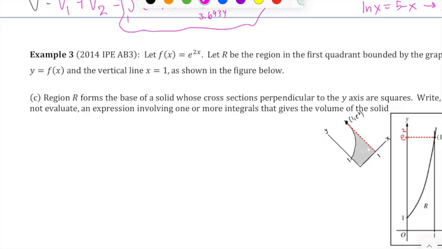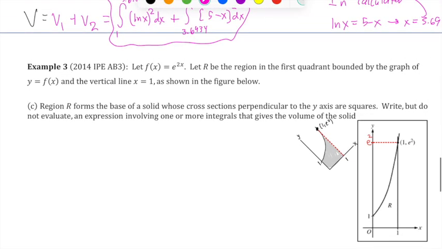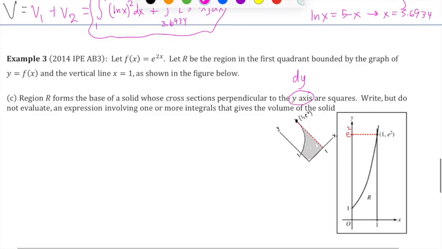Okay, so this one is slightly different, and I'll show you why. So it does give us our equation. This is e to the 2x. That's the equation there. And it's bounded by the graph and the line x equals 1. Now, it says the region R is formed by cross sections perpendicular to the y-axis. So we're going to need this in dy. So everything needs to be in y. And it says write but do not evaluate the integral.